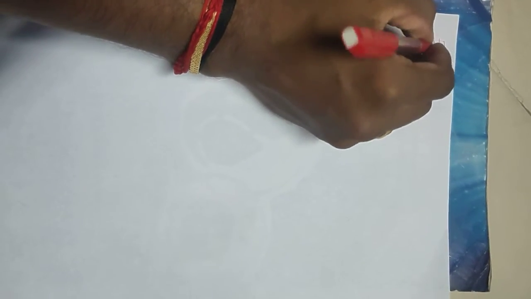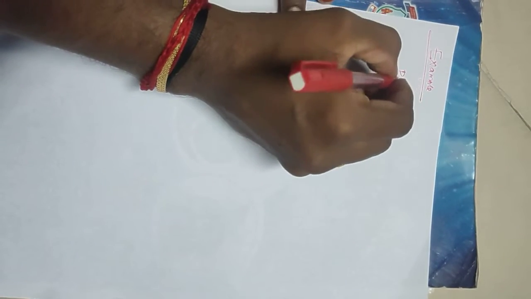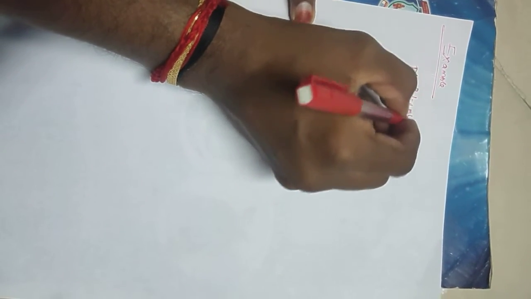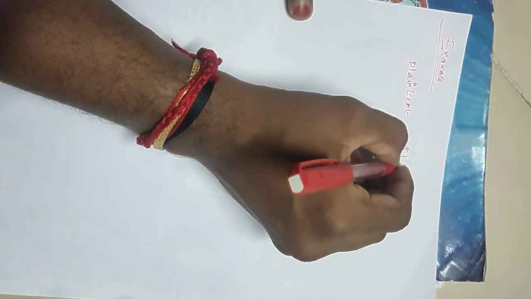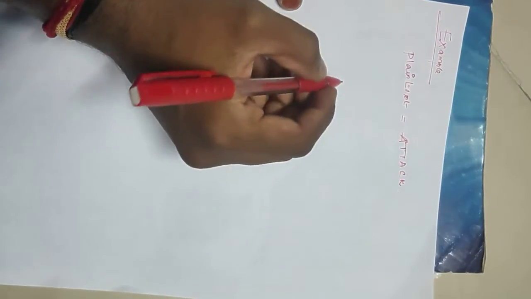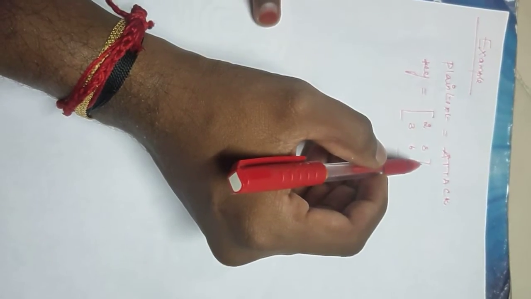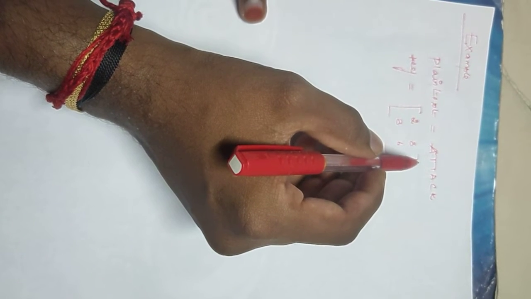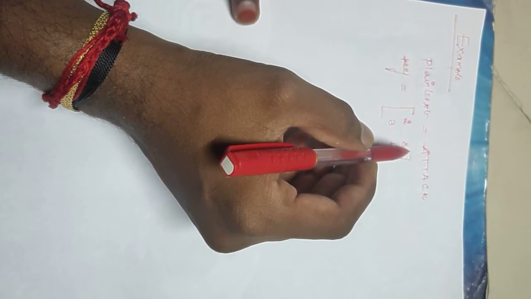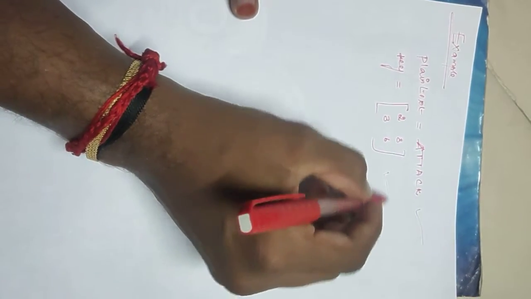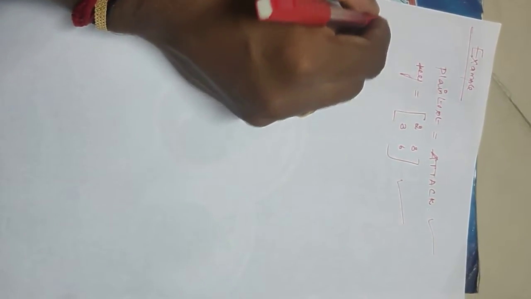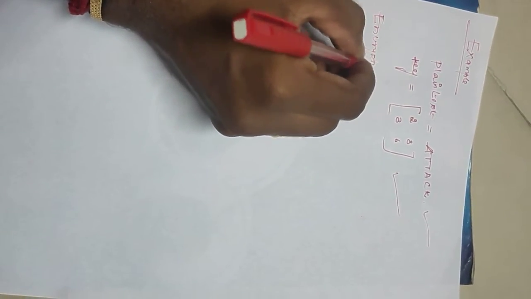Let's start with a small example. For this example, our plain text is ATTACK and the key is the matrix 2 3 2 6. In order to perform the encryption function, we need some prerequisites, that is the plain text and the key. Then what is the formula to encrypt?